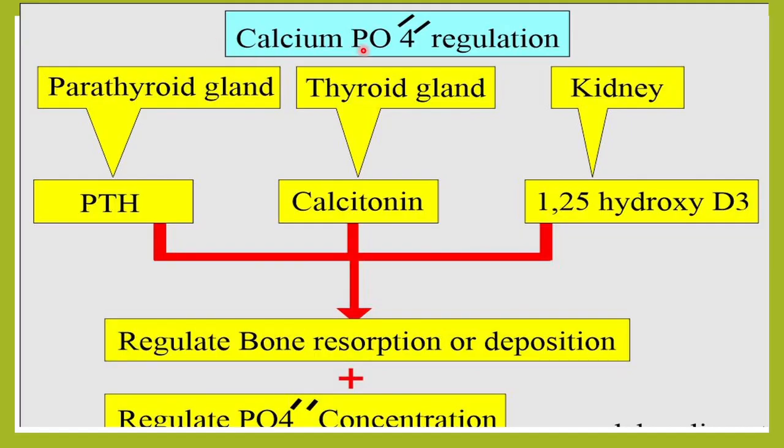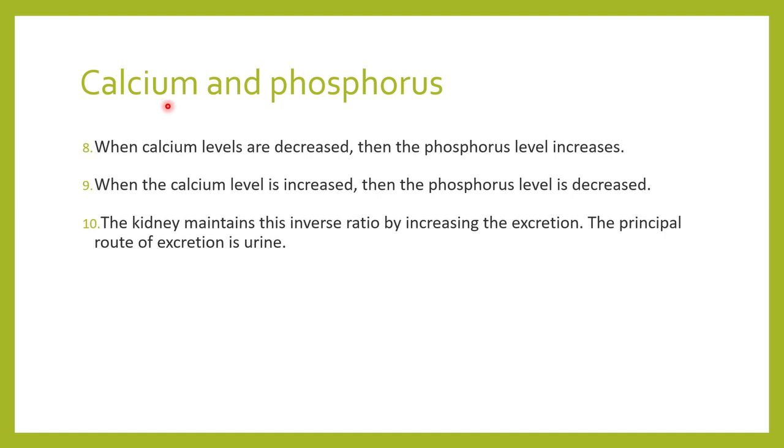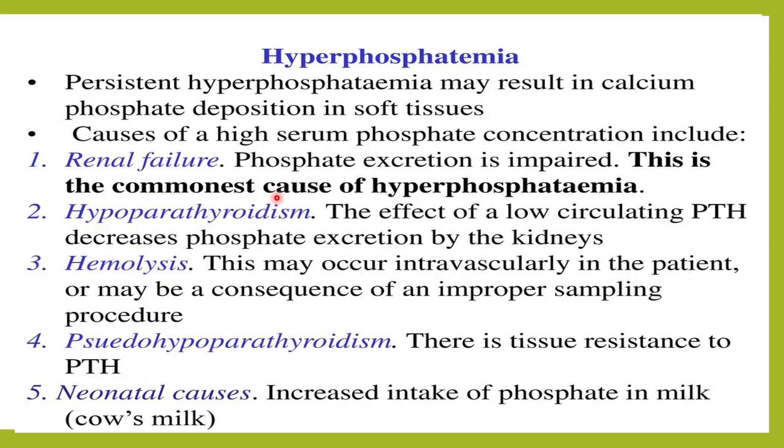The calcium and phosphate regulation is maintained by the parathormone, the calcitonin and vitamin D, which help in bone resorption as well as deposition. Remember, calcium and phosphorus have an inverse relationship. Whenever the calcium levels are decreased, the phosphorus levels will be increased, and when the calcium levels are increased, the phosphorus levels will be decreased. So there is an inverse ratio of calcium and phosphorus.